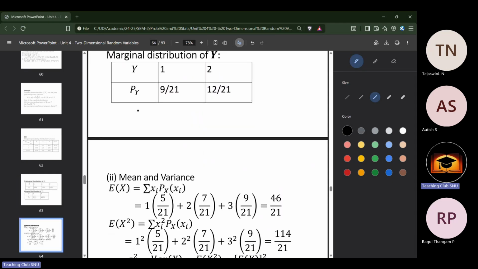Why do you find mean and variance? End of the day, I need what? I need sigma X, sigma Y, so I would need standard deviations. I would need mean and variance of each, E of X and E of Y. And I also need E of XY. Let's see how we find that.